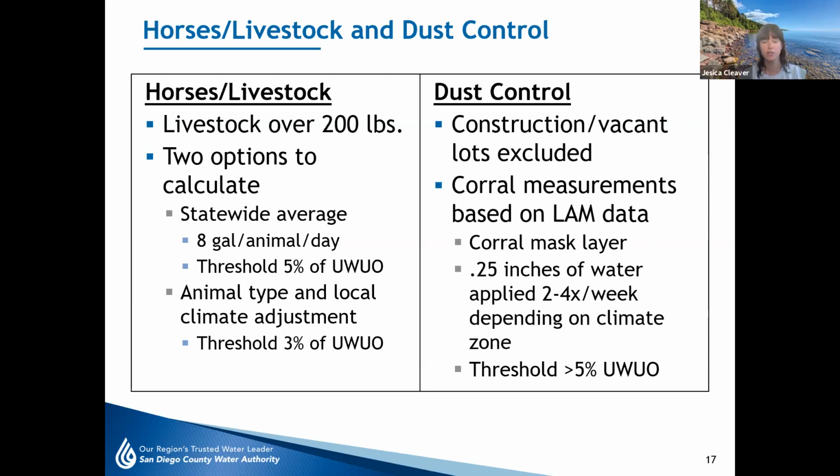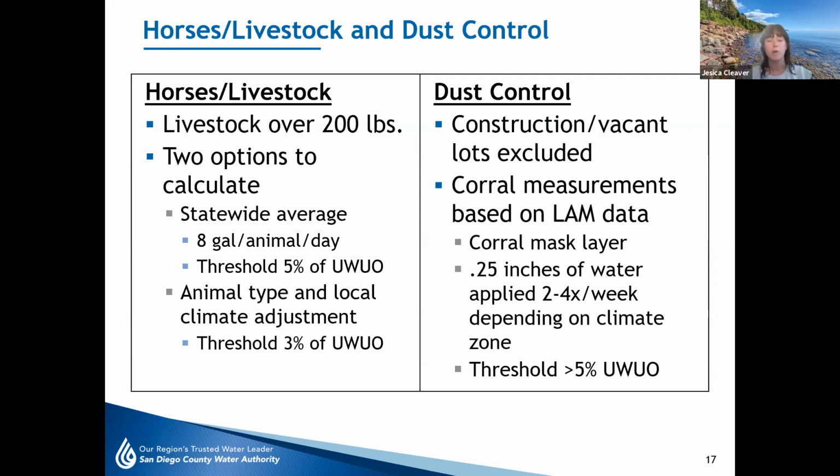Next, we have dust control. And DWR has determined that dust control for the purposes of construction and on vacant lots is excluded for this variance. Instead, they've chosen to focus on corral areas. And in the water suppliers' landscape area measurement that they received from the state, there's also a mask layer for corrals. So you already have that information.